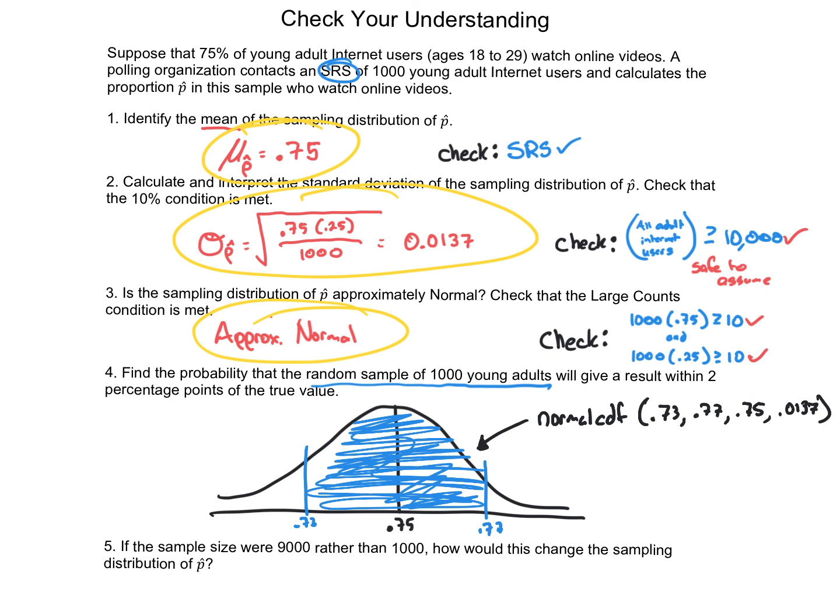0.73, 0.77, 0.75, 0.0137. And I'm going to get a probability of roughly 0.8557. And that would give us the answer right there. So that's what we're trying to do.